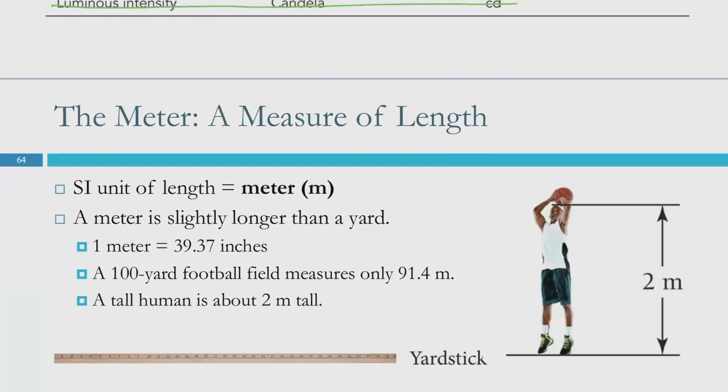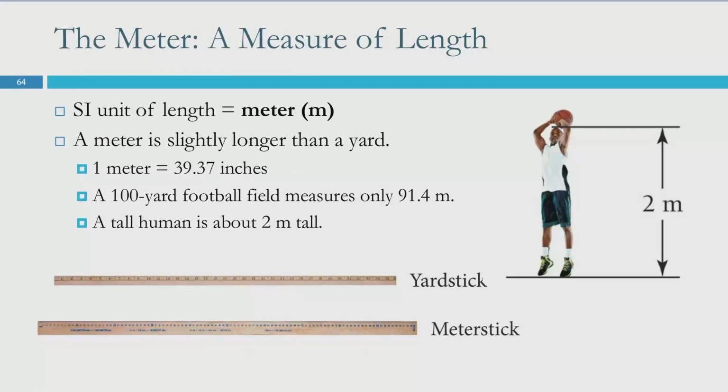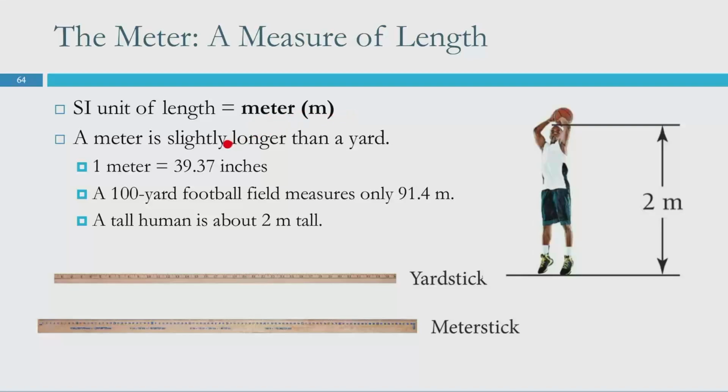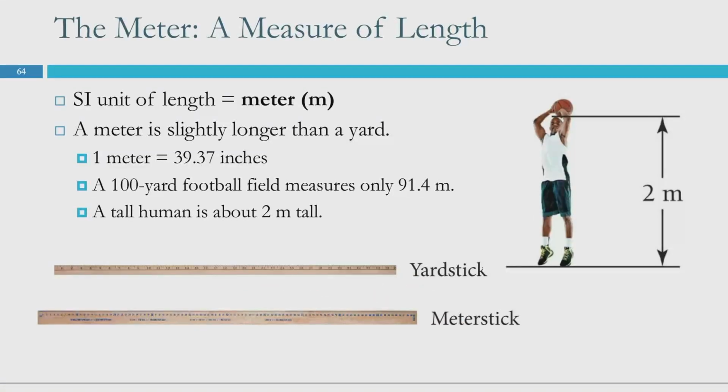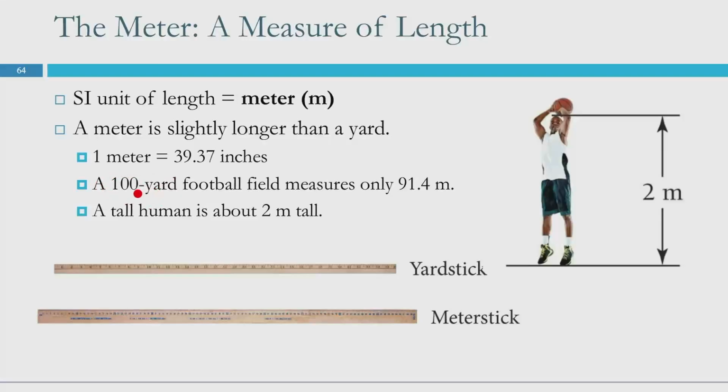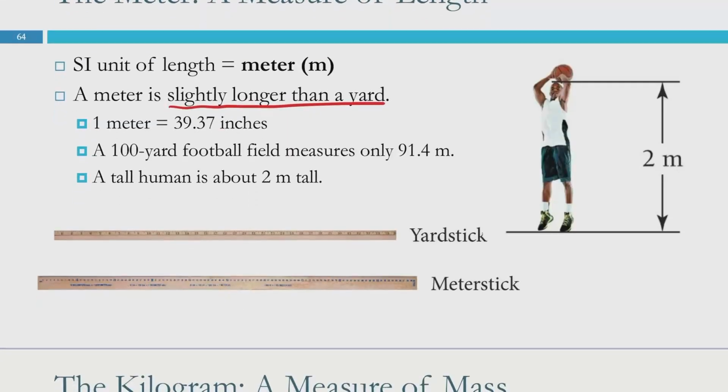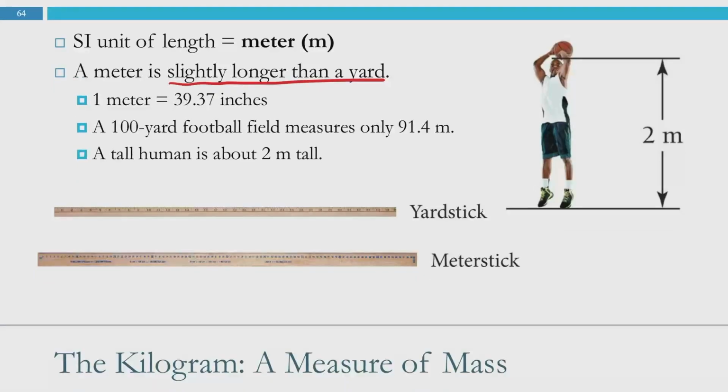All right, our unit of length. The SI unit of length is the meter. It's a little bit longer than a yard. So if we look, here's a meter stick, here's a yardstick. Those are probably about to scale. If you take a 100-yard football field, it's only 91.4 meters. So a meter is slightly longer than a yard. I think it's like 3.3 feet or something, and a yard is 3 feet. Tall people are more in the vicinity of 2 meters tall. 2 meters is taller than 6 feet.